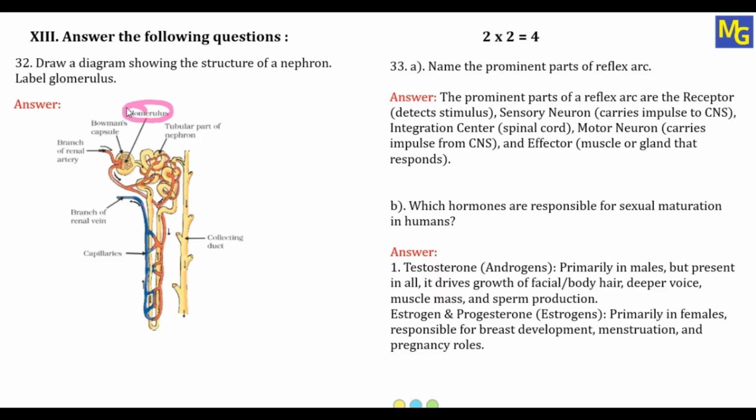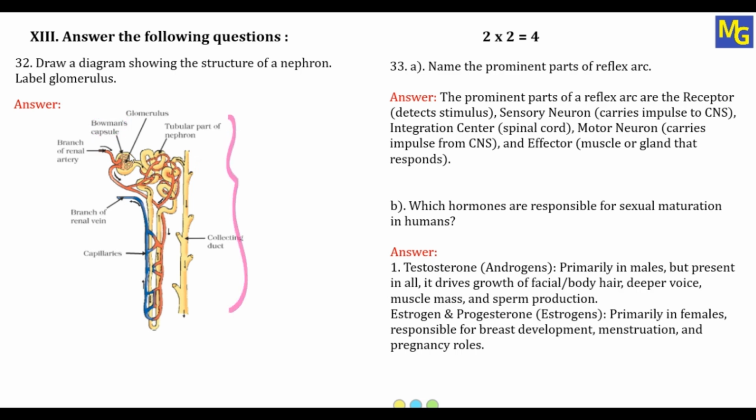Here we have to label only the glomerulus, but whenever we practice, we should practice with all the labelings, because in this paper they have asked to label the glomerulus. Maybe in the final exam they may ask for the collecting duct, or they may ask for Bowman's capsule. So remember, whenever we practice any diagram, we should practice with all the labelings.